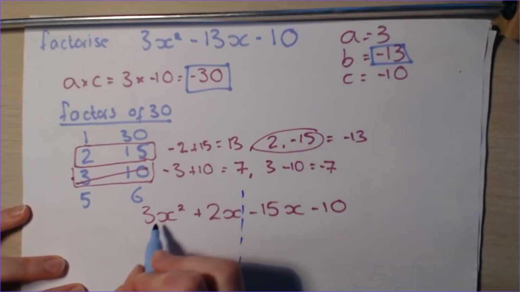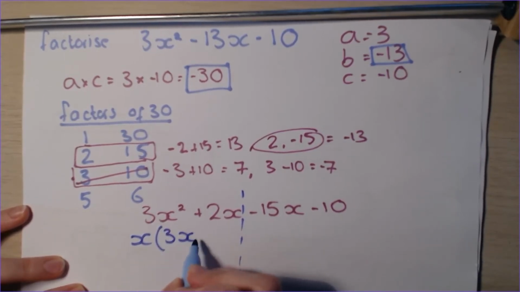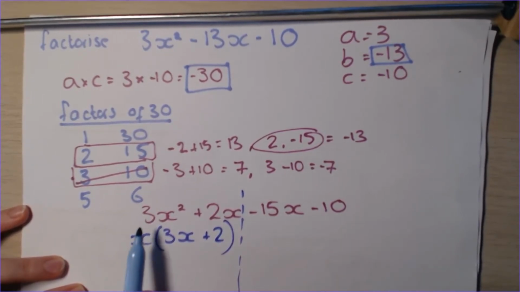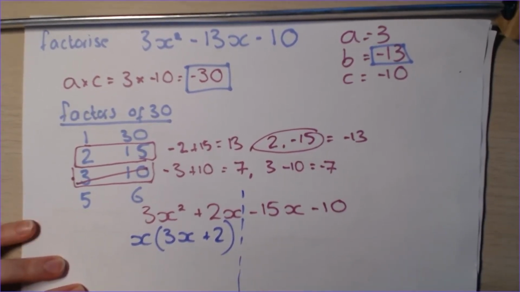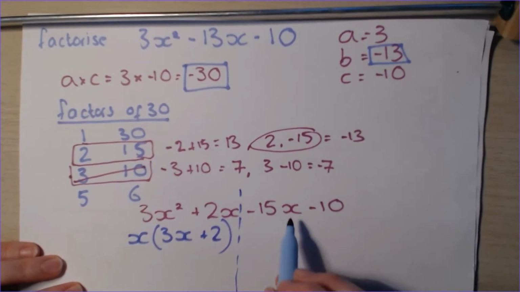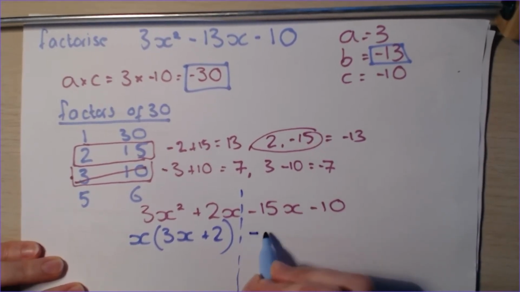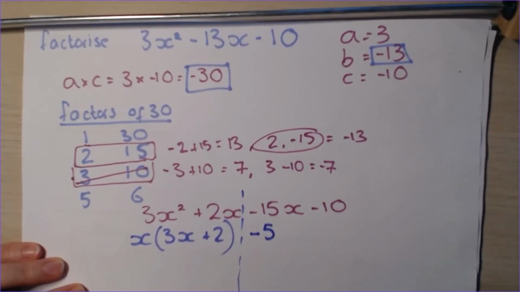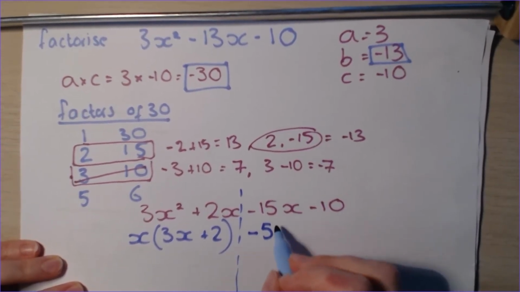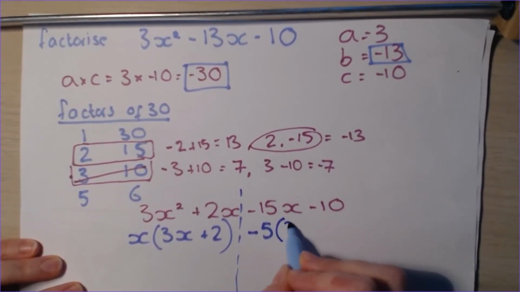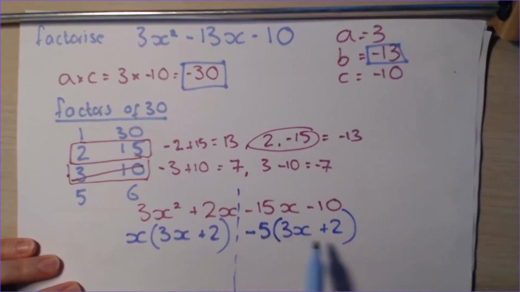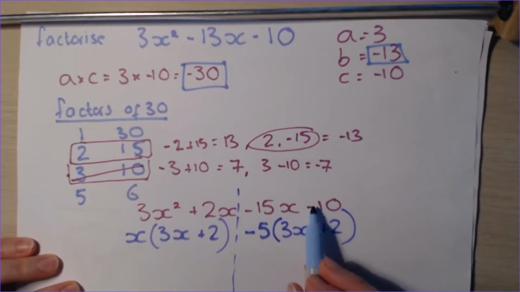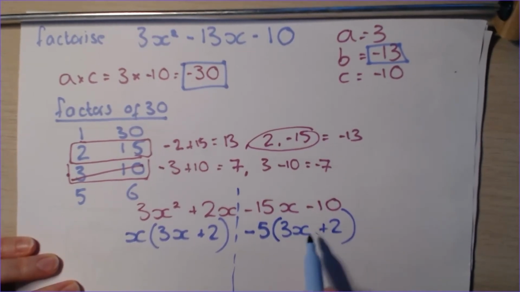So this side we get a common factor of x, and we get 3x plus 2 inside the brackets. Okay, and this side, now watch out for these signs because we're going to have a negative involved here. My highest common factor here is actually negative 5. So that's what I'm going to take out, my negative 5. And inside I get left with 3x plus 2. Because, of course, negative 5 multiplied by 2 is negative 10. So, again, just be super careful with your signs.